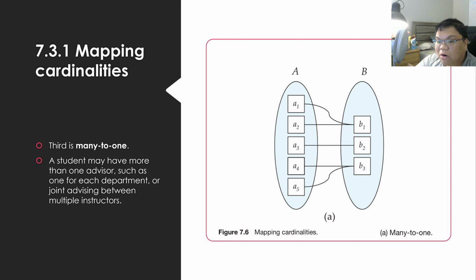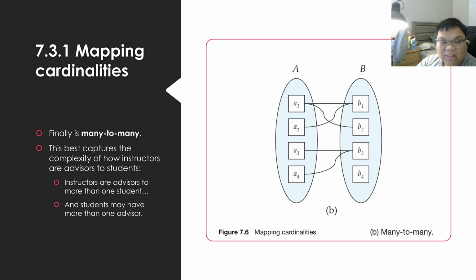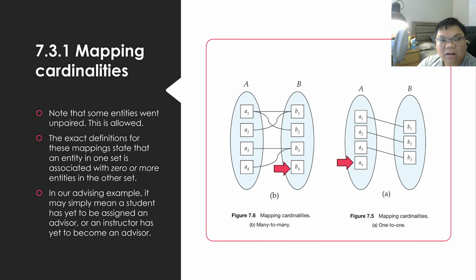A student may have more than one advisor, such as, say, joint advising between multiple instructors, or advising between instructors from multiple departments, such as if they're dual majoring. However, in a typical university, it's going to be way more complex than that, so it's likely going to be a many-to-many mapping cardinality. That is, instructors are advisors to more than one student, and students may have more than one advisor.